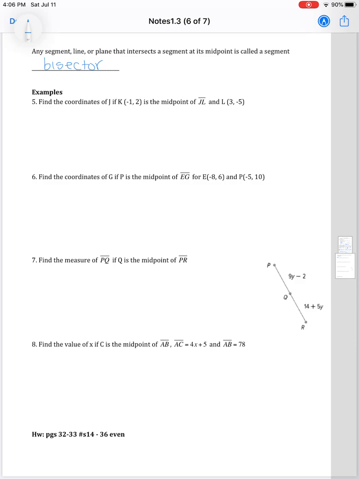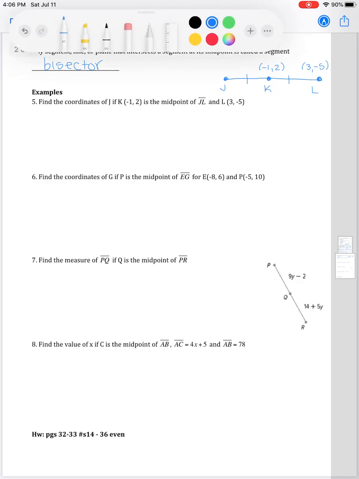So for number 5, it says find the coordinates of J if K (-1, 2) is the midpoint of JL and L is (3, -5). So you're already given the midpoint. What I'm going to do is draw myself a little segment here. The segment we're talking about is JL, and they already tell us that the midpoint is K. We know that K is at (-1, 2), and we know that L is at (3, -5).